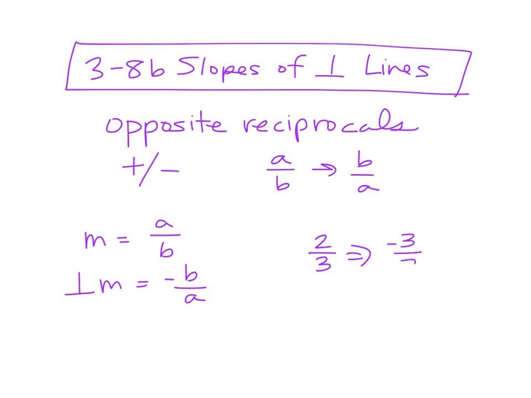-3 over 2. Okay. What if my slope was -5? What would a perpendicular slope be? 1/5, right? Make it positive and flip it over. Now 5 is like the number 5 over 1. So if we flip that over, it would be 1 over 5, okay?